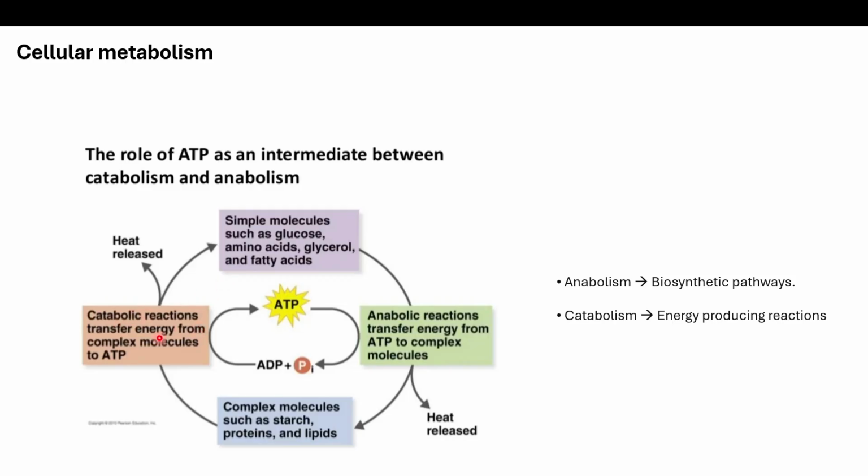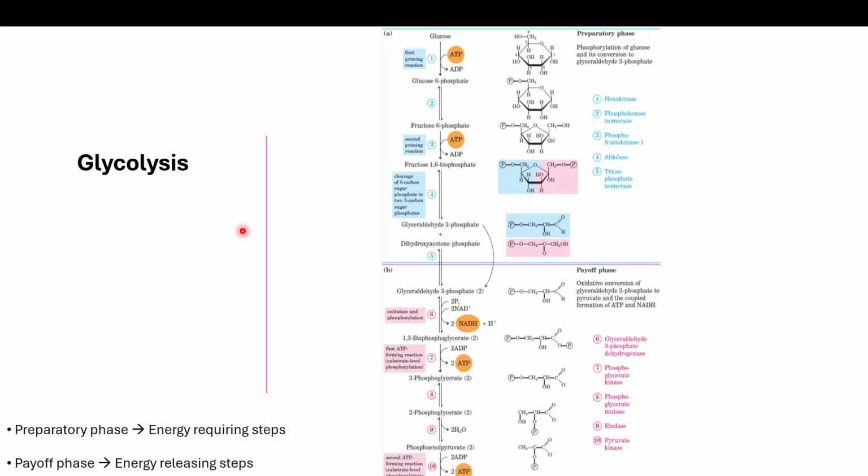So catabolic reactions transfer energy from complex molecules to ATP. Heat is released, energy is released, and from complex molecules we get simpler molecules like glucose, amino acids, glycerol, fatty acids. And anabolic reactions actually require the energy of ATP to produce complex molecules like starch, proteins, and lipids.